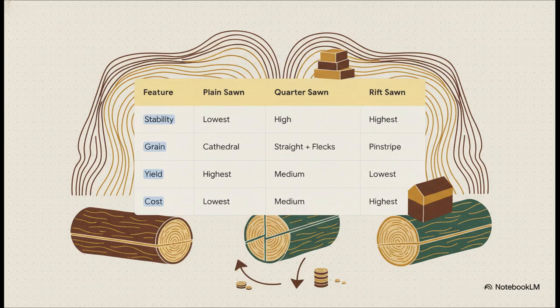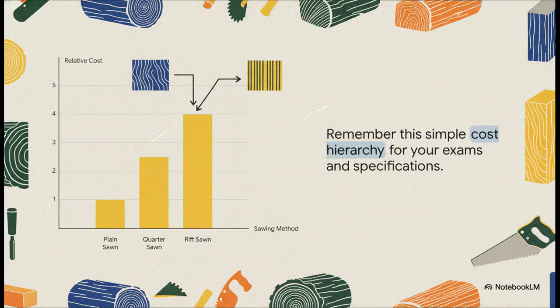And finally, yield and cost. Just notice the perfect inverse relationship here. Plain has the highest yield and the lowest cost, while rift has the lowest yield and the highest cost. It really is the perfect summary of all the trade-offs. And if you're a visual person, check this out. If you don't remember anything else, just remember this cost hierarchy.